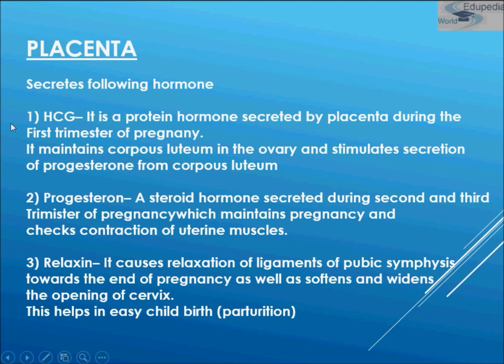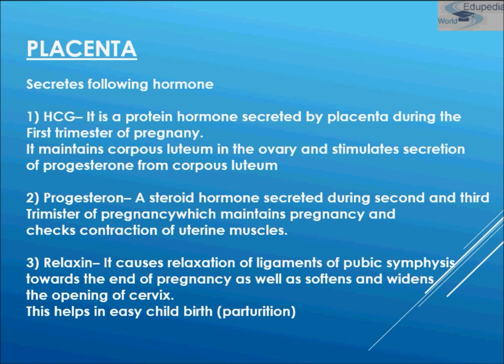First is HCG. HCG is human chorionic gonadotropin hormone. It is a protein hormone which is secreted by the placenta during the first trimester of pregnancy. That means in the first 3 months of pregnancy, it is secreted by the placenta. And it maintains the corpus luteum in the ovary, which stimulates the secretion of progesterone hormone.